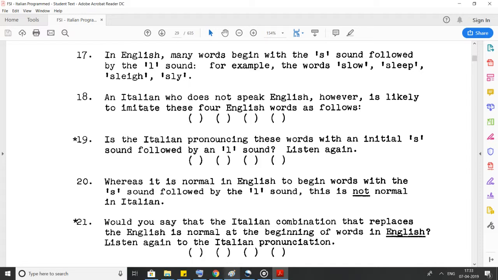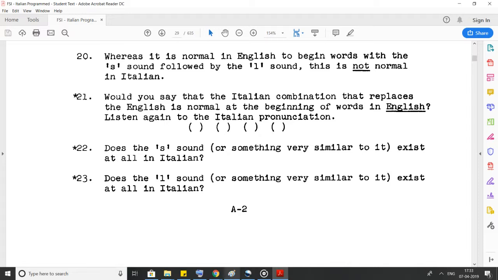Frame 21. Would you say that the Italian combination that replaces the English is normal at the beginning of words in English? Listen again to the Italian pronunciation. Slow, sleep, slay, sly. The answer is no. Frame 22. Does the S sound, or something very similar to it, exist at all in Italian? The answer is yes. Frame 23. Does the L sound, or something very similar to it, exist at all in Italian? The answer is yes.